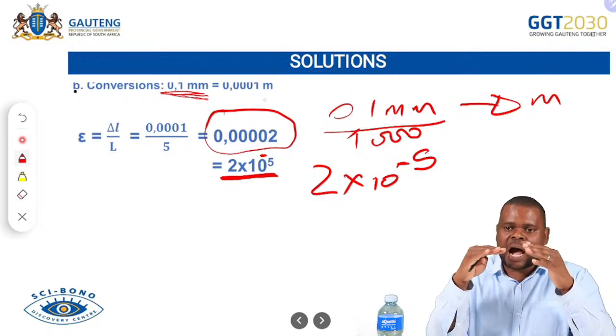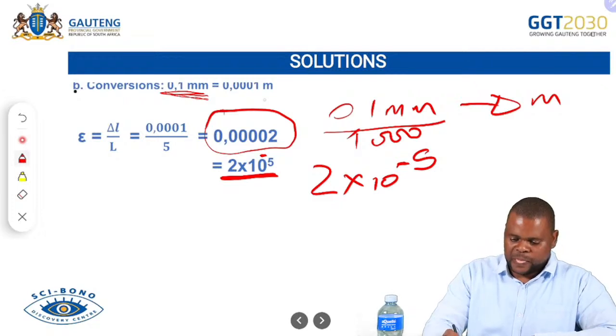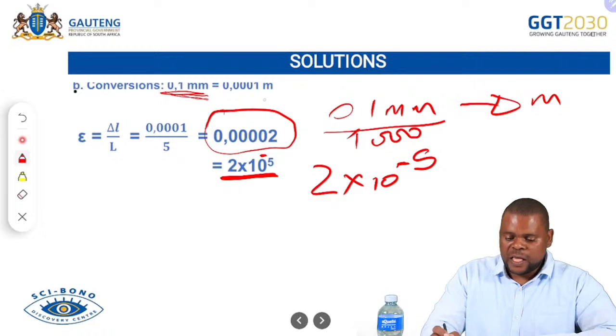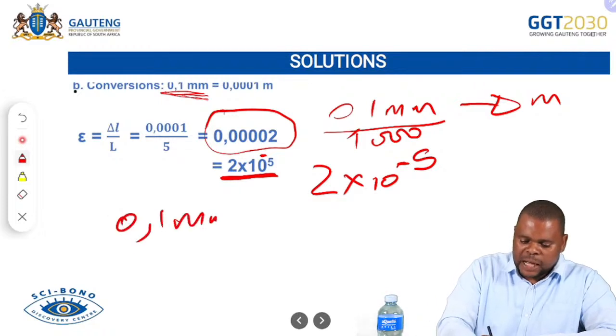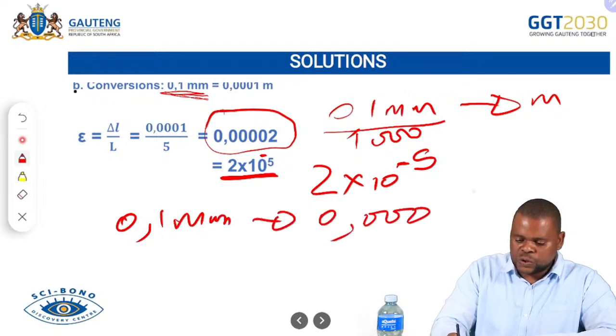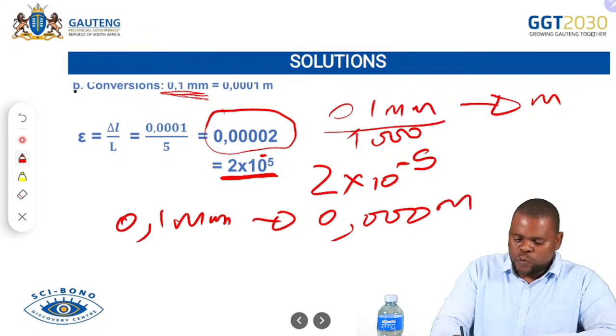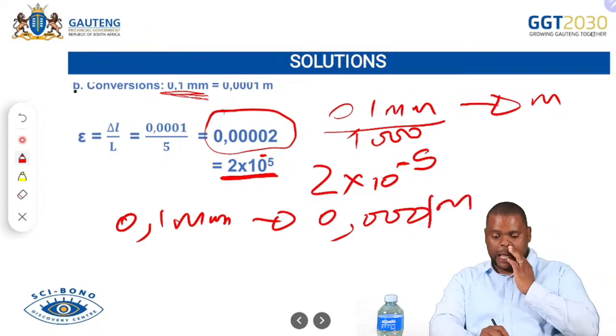You start substituting. Are we together, grade 12? Then you can see here we took 0.1 millimeters. We changed to 0.0001 meter. Are we together?